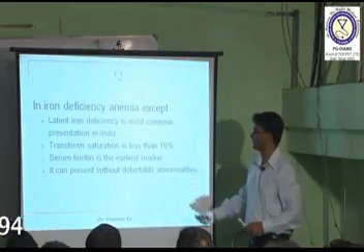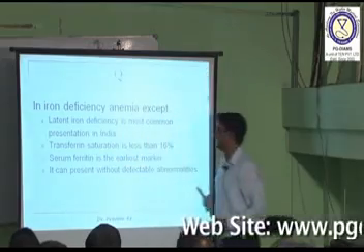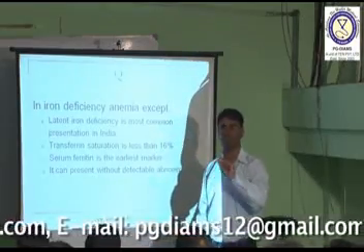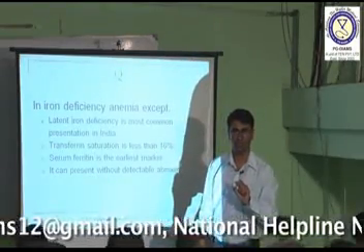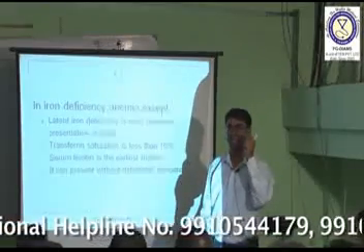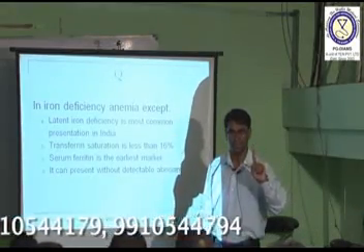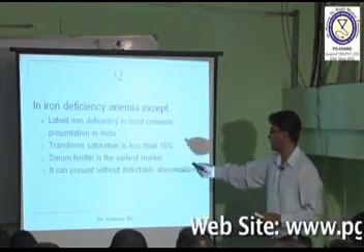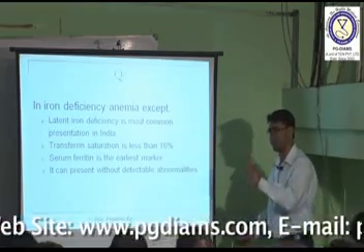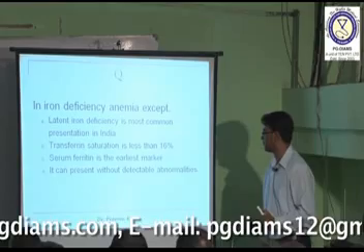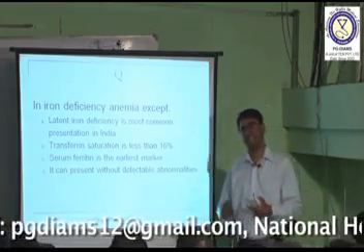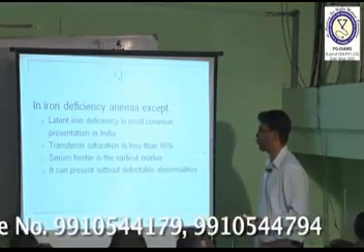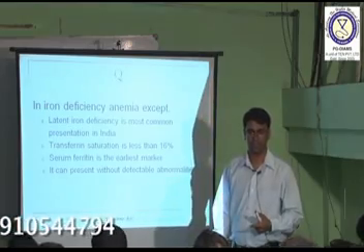So if you look back to the options, of course, the first option, latent iron deficiency is the most common presentation in India. It is not so. Iron deficiency anemia is the most common presentation in India. Latent is not, because in latent, hemoglobin and MCV will be normal. Okay? Transferrin saturation is less than 16%. Of course, it is a true option. Serum ferritin is the earliest marker. We just saw it is the right option. It can present without detectable abnormalities. Of course, it can present without detectable abnormalities. So the right answer here is latent iron deficiency is the most common presentation in India. Remember this. Okay?